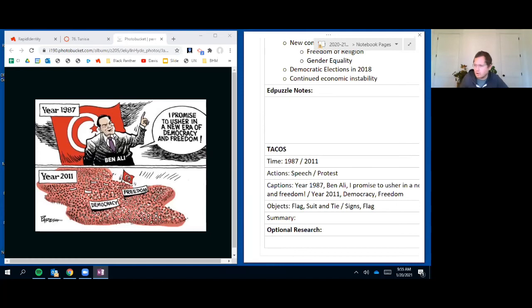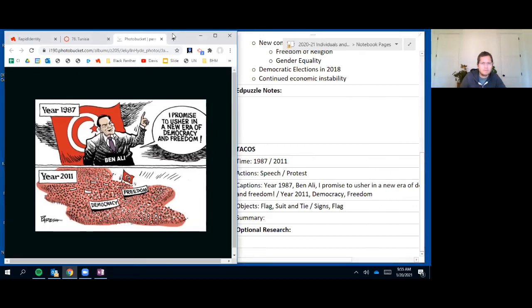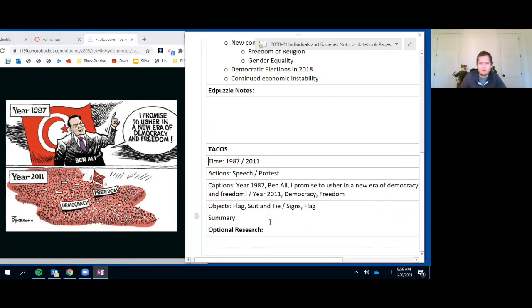Okay. All right, here's the best part. Combine it all together. What do you think this represents? What do you think this means? How would you summarize this political cartoon? What do you think this artist is trying to tell us? Yeah, before and after. What's before, right?